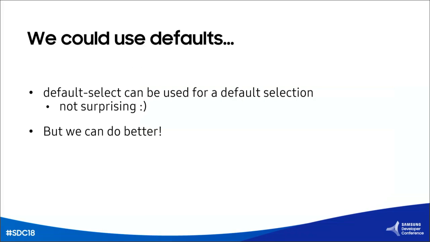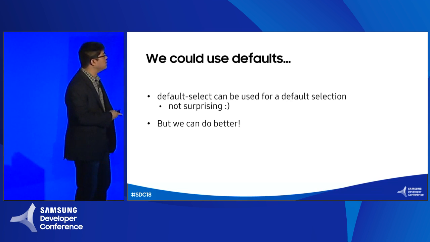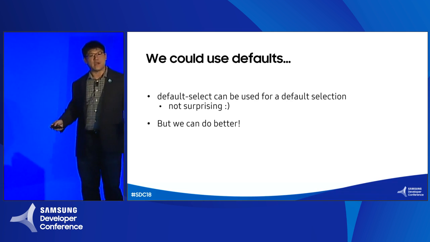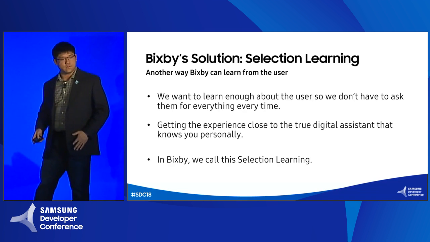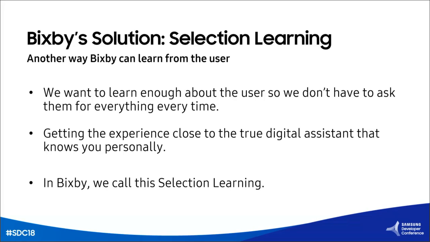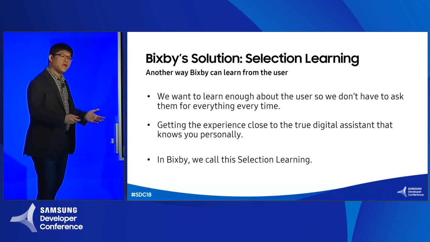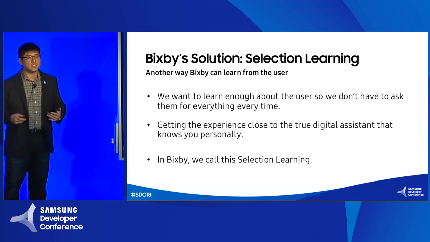And Bixby, we have a few solutions. One of them might be a default select. It's a key you can add to any input and make a default selection. I don't think that's very surprising, but we can do better than that with Bixby. Our solution to the selection problem, the problem of making the user make lots of choices, is to learn how the user makes their choices, and so we don't have to ask them for a choice every single time.